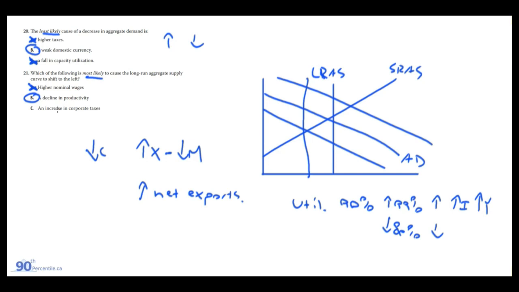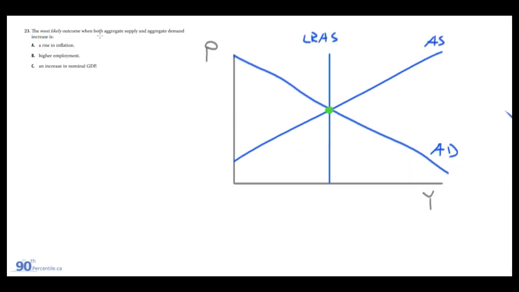For C, an increase in corporate taxes. Once again, this is more of a short-term concept that has nothing to do with the resource base or productivity, so this is not your answer either. The most likely outcome when both aggregate supply and aggregate demand increase is a rise in inflation, higher employment, or an increase in nominal GDP.